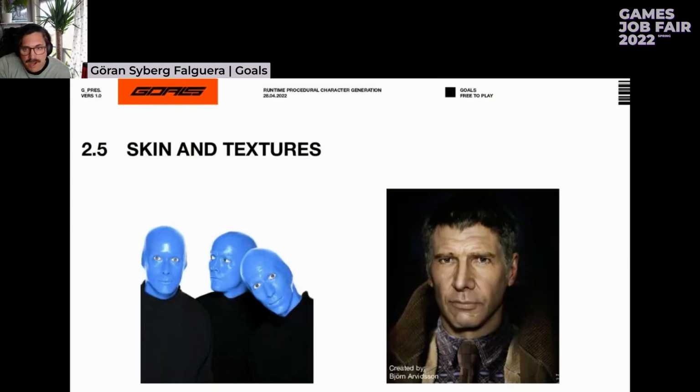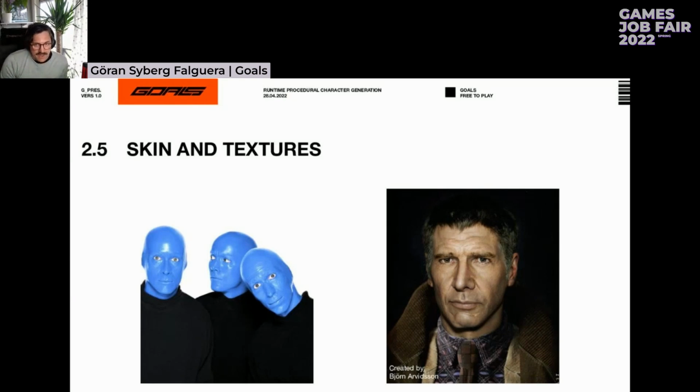And we could make our lives easy and create something like the Blue Man Group and use the same algorithms we did for Pixel Dude before. But we probably want something more sophisticated for our characters. And to the right here, you see a model created by my old colleague, Björn Arvidsson. If you look at this character, it's kind of daunting to think about how we could possibly generate something looking so realistic.